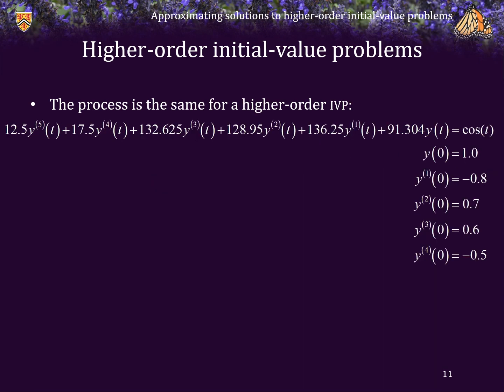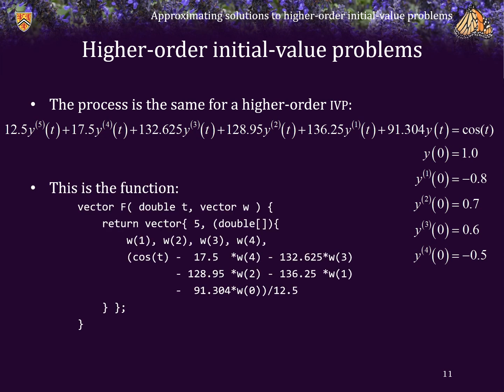Now, this is the same process that we would use for a higher order initial value problem. For example, here we see a fifth order initial value problem, and therefore there are 5 initial conditions. We have to convert this to a function. So once again, we have a vector w with entries 0 through 4.